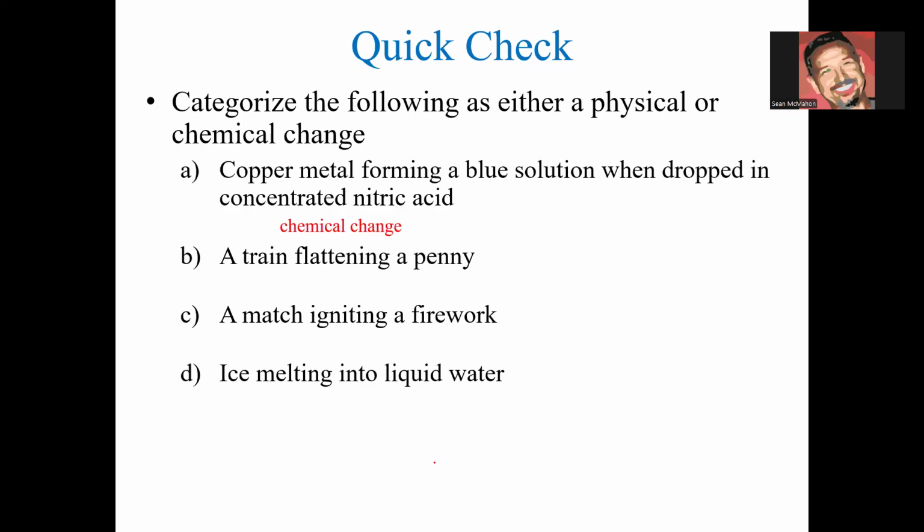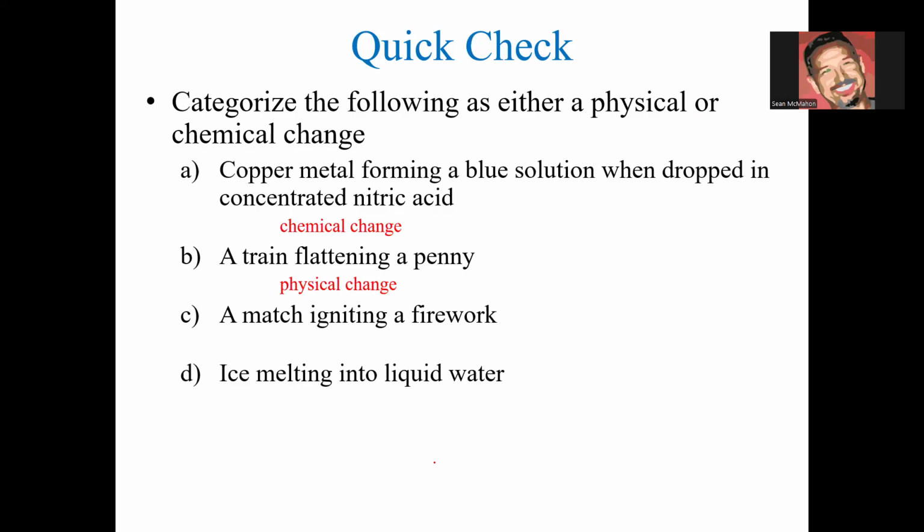Okay, B, a train flattening a penny. So let's say you take your penny and you put it on a railroad track. I used to do this as a kid. Now don't do that, by the way. It was not the smartest thing. But you put it on the railroad track, the train comes, runs over it. When you grab it, it's still a penny, right? But now it's all flat. Just changed its appearance. Just a physical change, still a penny, just flat.